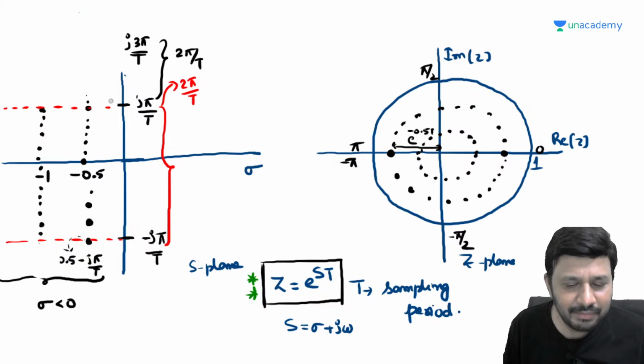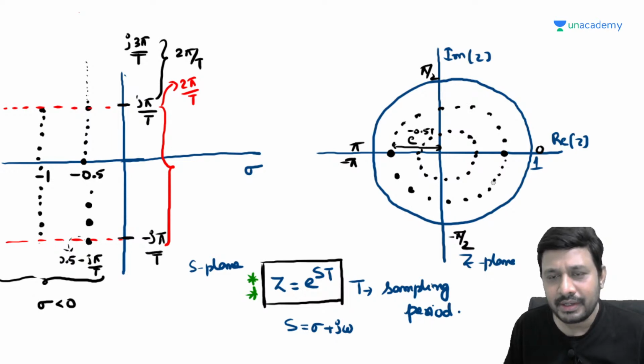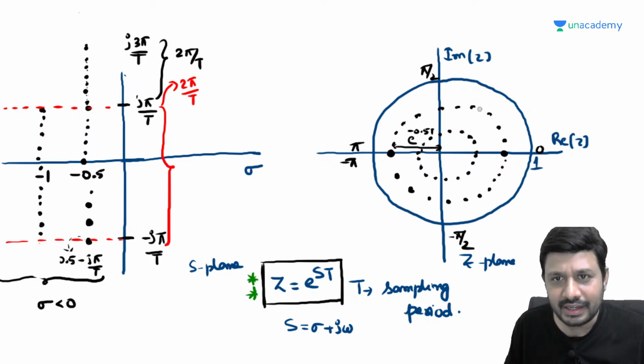Now look here, if I increase the values of omega from j pi by T to j 3 pi by T, taking the value of sigma as minus 0.5 only, what will happen? Again we are going to trace the same circle as we have done before. Look here, periodical nature will come. Suppose I vary the values of omega from pi by T to 3 pi by T, again which is a strip of length 2 pi by T, again we are going to trace this circle like this. Again we are going to get like this.